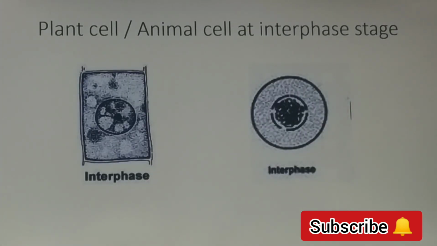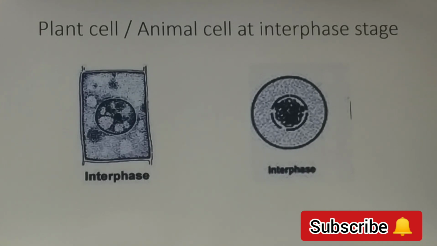Next, to draw a plant cell or an animal cell at the interphase stage. So write the heading. If the question is asked, write the heading, draw the figure and label the parts. The first diagram on the left side is the plant cell at the interphase stage. Draw the cell and label the parts, the cell wall, the cell membrane, the nuclear membrane, nucleolus, the chromatin fibers, all these can be labeled.